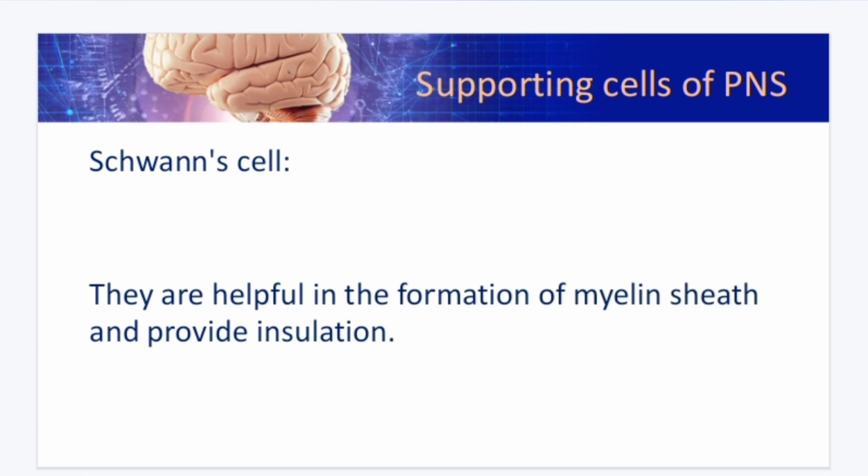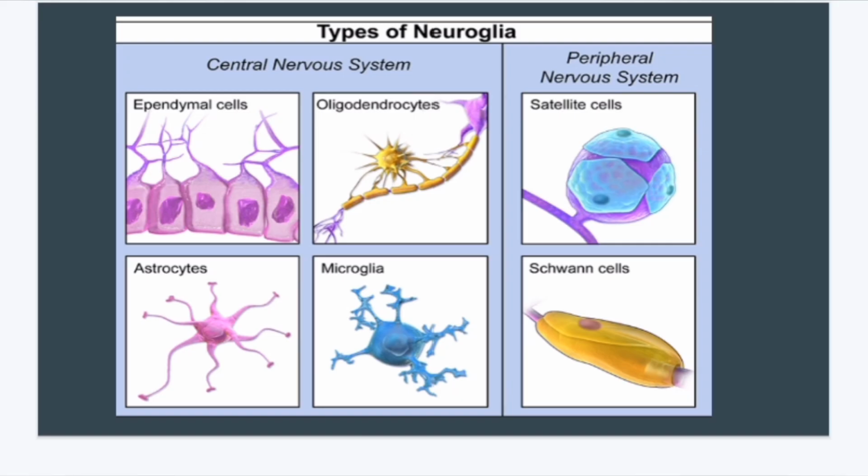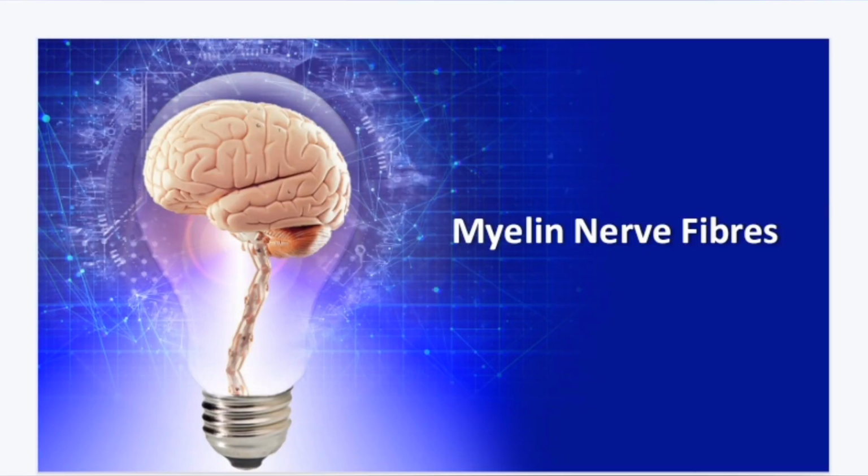So we talked about the oligodendrocytes, which provide the myelin sheath in the neurons of the central nervous system, but here the Schwann cells will be providing the myelin sheath. So I hope you remember this picture. You can see the Schwann cells, and how the cells wrap around the axons to form the myelin sheath. So let's talk more about the myelinated nerve fibers.